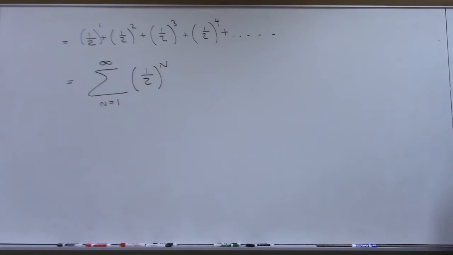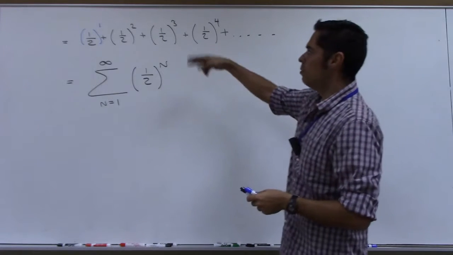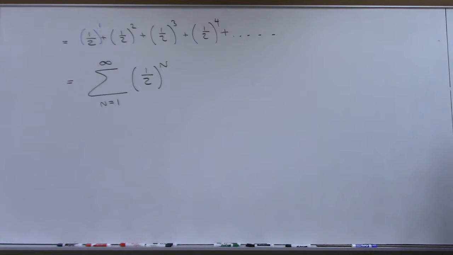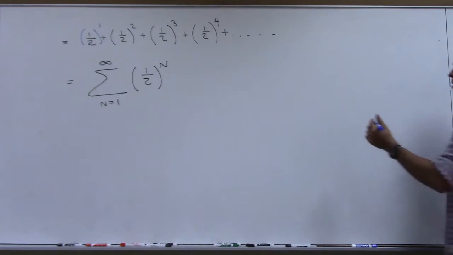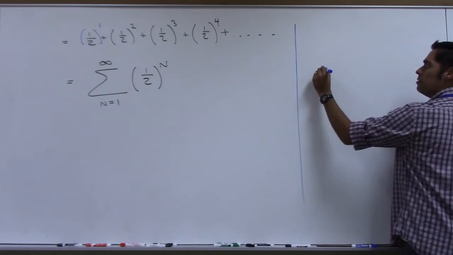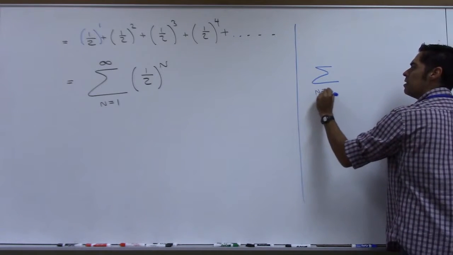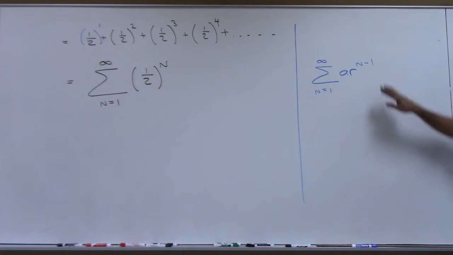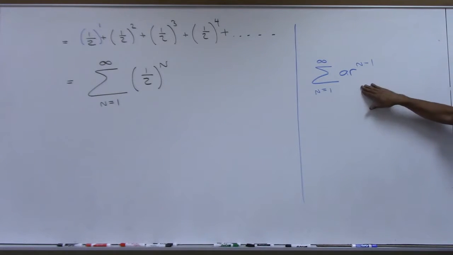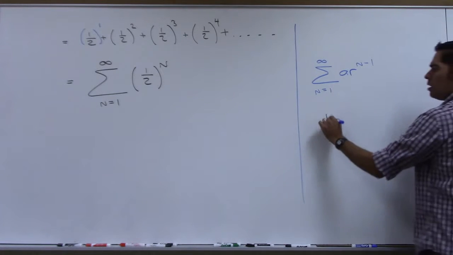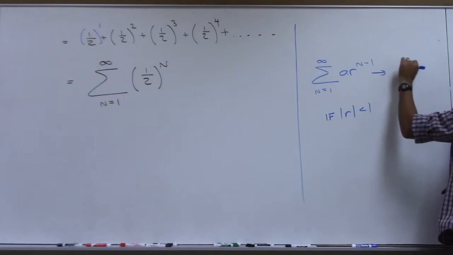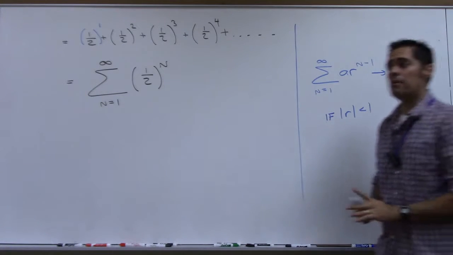Is that okay so far? You plug in 1, you get 1/2. Plug in 2, you get 1/2 squared, and keep doing that forever. Now, on the side here, I'm going to write down what everyone needed to remember. All geometric series have to look like this. This is the Big Daddy formula for geometric series, right? If the absolute value of r is less than 1, then I know that thing converges to a over 1 minus r, right? If the absolute value of r is less than 1.